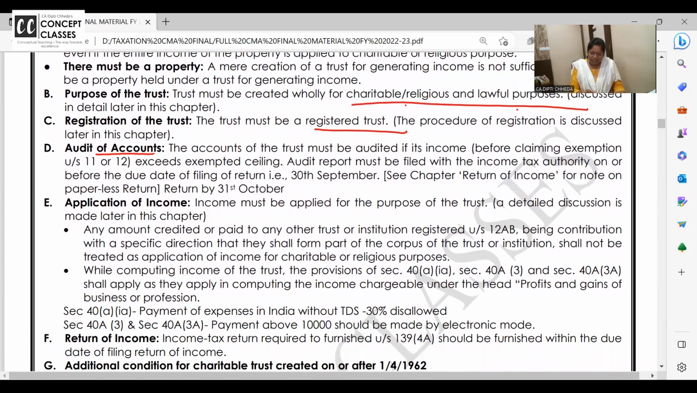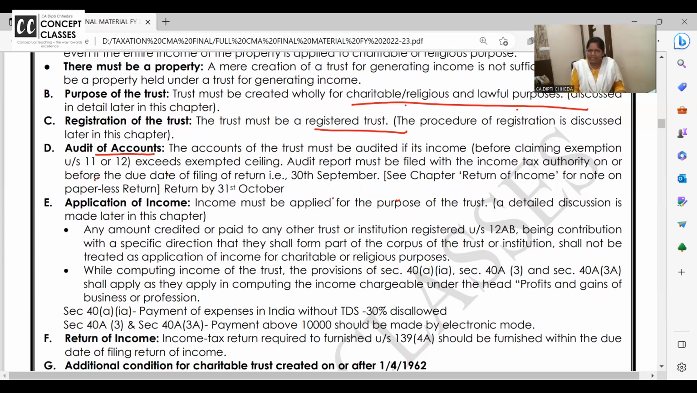Books of accounts of the trust are required to be audited if, before exemption under 11 and 12, income exceeds the basic exemption limit. For example, the trust's income is 5 lakh, but out of that 4 lakh 80,000 has been applied. So taxable income is 20,000. What is the tax on 20,000? Nil. The trust is paying tax on slab rates. But before the exemption, was the income of the trust above the basic exemption? Yes. Then it has to be registered, and it has to file the return.